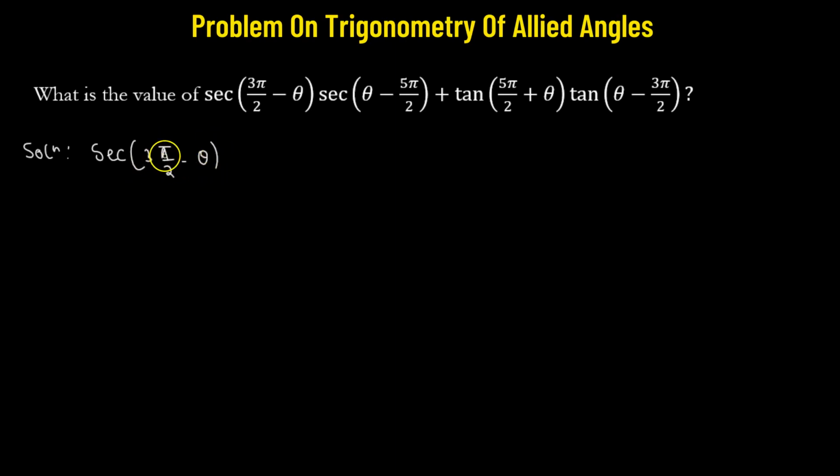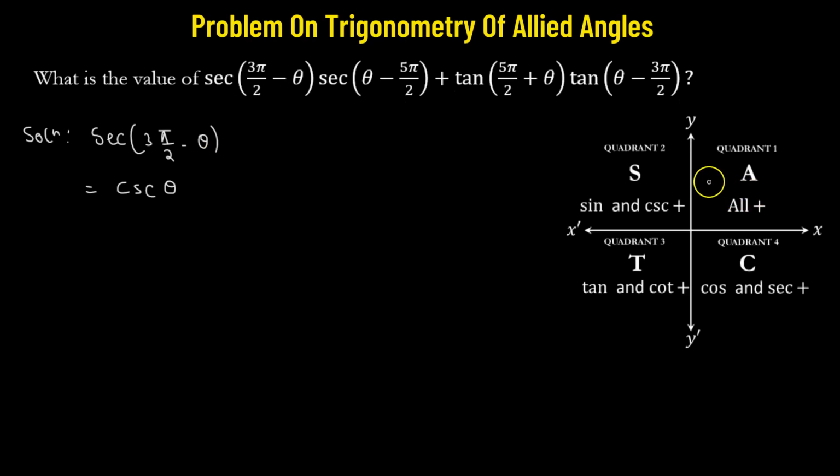Now we have 3 times pi over 2, meaning 3, which is an odd number, so we have an odd multiple of pi over 2. Whenever we have an odd multiple of pi over 2, secant transforms to cosecant. We'll get cosecant and the new angle will be theta. We'll also have to take care of the sign, which can be confirmed by finding out in which quadrant this angle 3 pi over 2 minus theta lies. For that, we will be using the quadrant system.